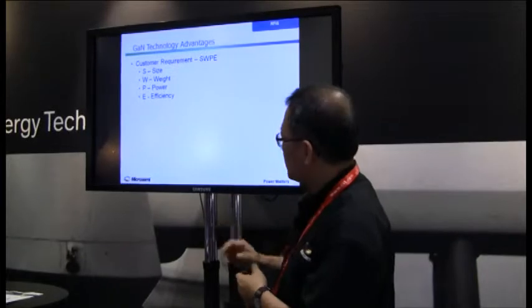I'm going to take the next few minutes to talk about Microsemi's gallium nitride power transistors, especially designed for SWPE. A lot of people ask what that means. Most people know SWAP, size, weight, and power. And add one more, E as efficiency.